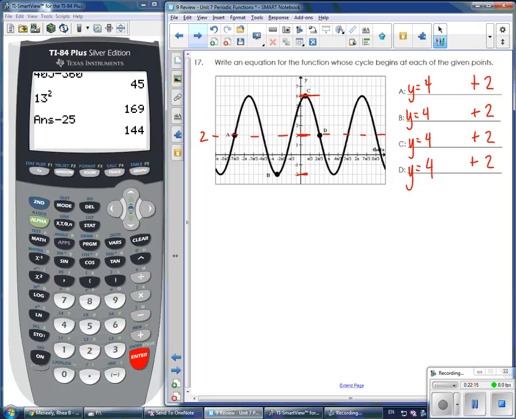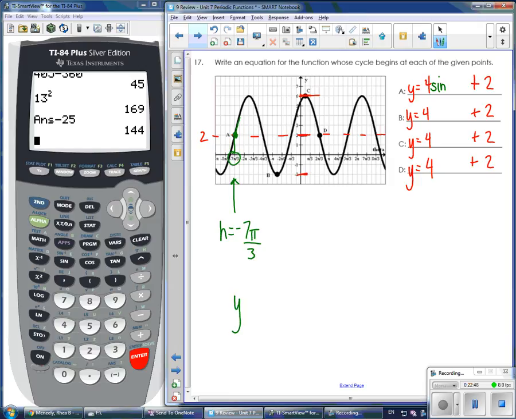The next thing I want to do is think about my function, or where my point is starting, on letter A. Because it's starting at the midline, I know I'm dealing with a sine function. I also know that my graph is going up first, so it's not reflected. It's going to be a positive sine function. The only other thing I need to figure out is where it starts on the x-axis. Where does the cycle start? It starts at negative 7 pi over 3. So that corresponds to the h value.